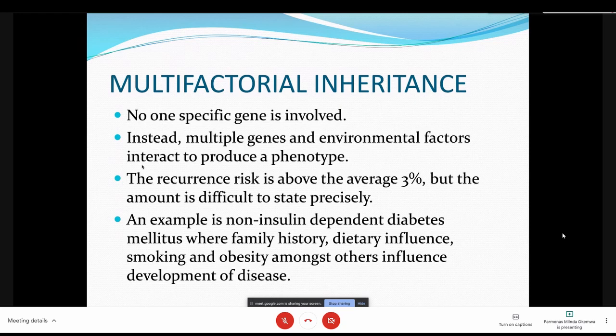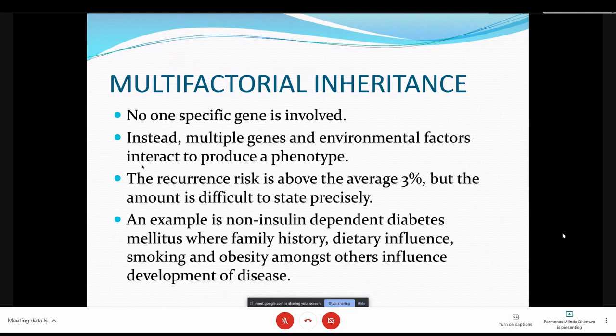Remember that most disorders have multifactorial inheritance, meaning there's no one specific gene that's involved. Instead, multiple genes, in conjunction with environmental factors, interact to produce a certain phenotype. The recurrence risk for this multifactorial inheritance is above the average of 3%, but the amount is difficult to state precisely.